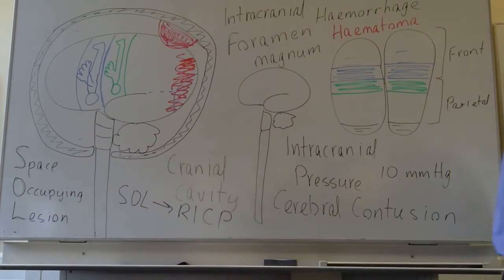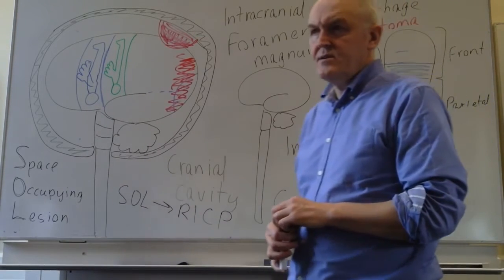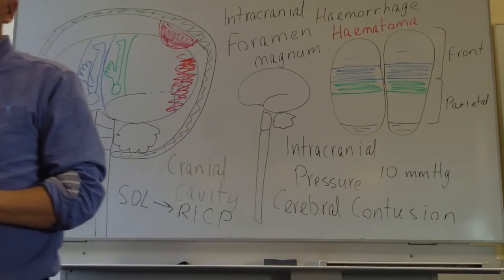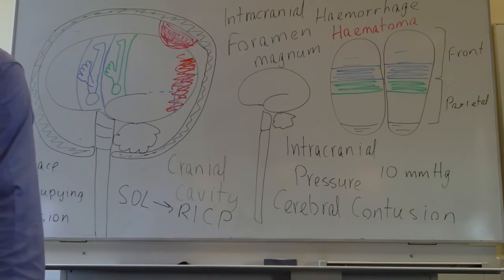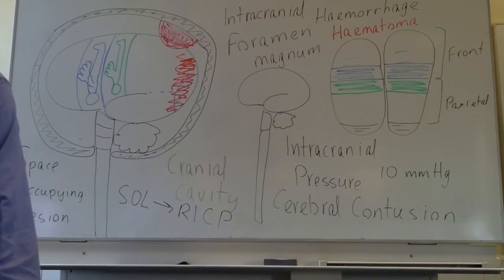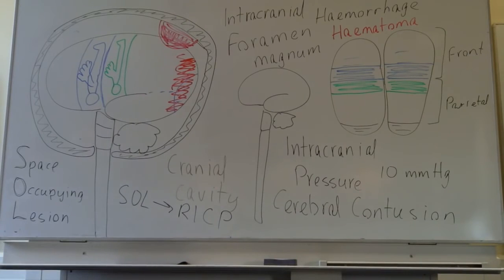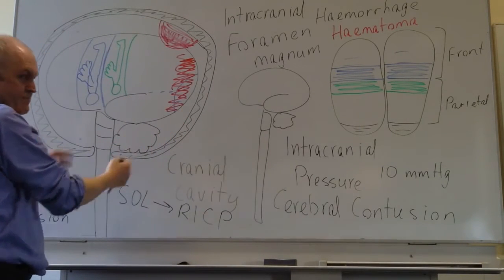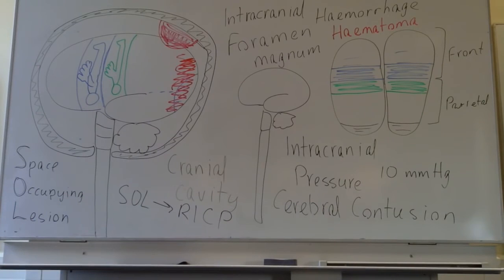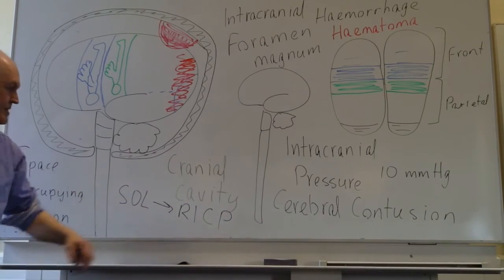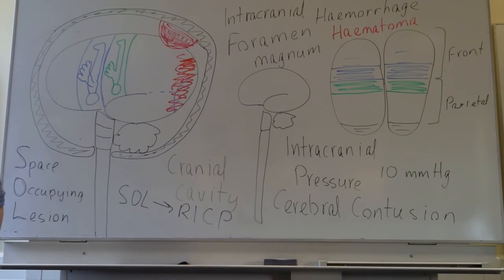So the sequence of events is there is a head injury that can lead to an intracranial lesion, such as a cerebral contusion or an intracranial haematoma. If the space-occupying lesion grows beyond a certain point, the cranial cavity can't expand, and that's going to lead to raised intracranial pressure. So SOL can lead to RICP, raised intracranial pressure.